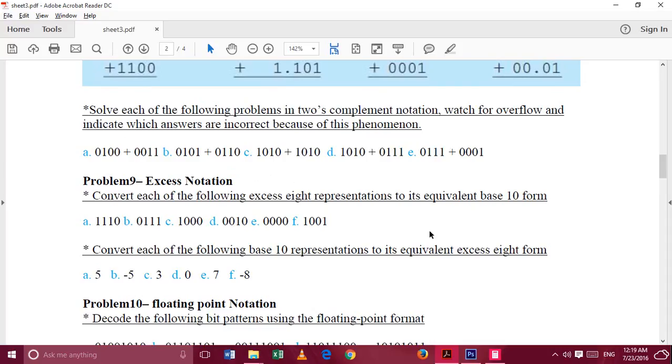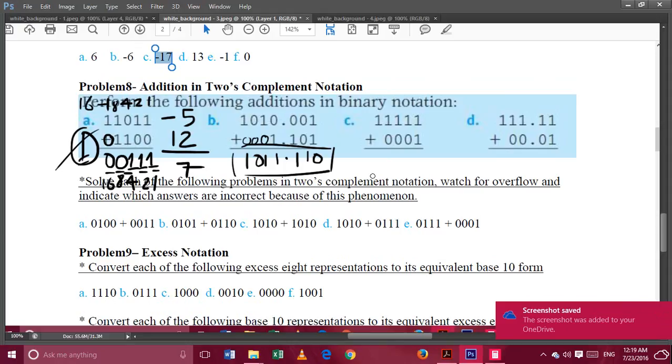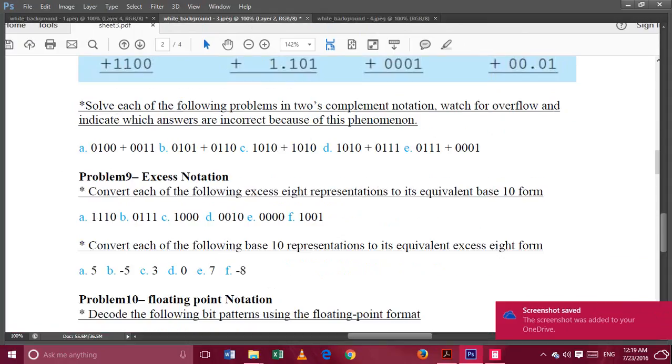Now, let me make this a little bit easy for you. So he's saying, solve each of these in 2's complement notation, watch for overflow. There's an easy way to do this, and I'm going to tell you how. Print the screen. Let's go here.